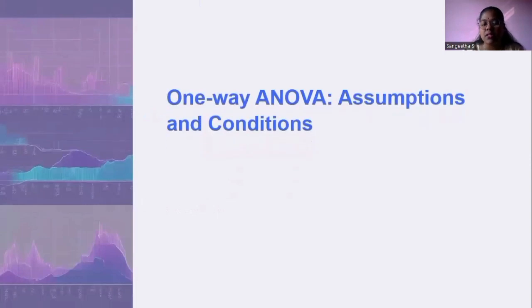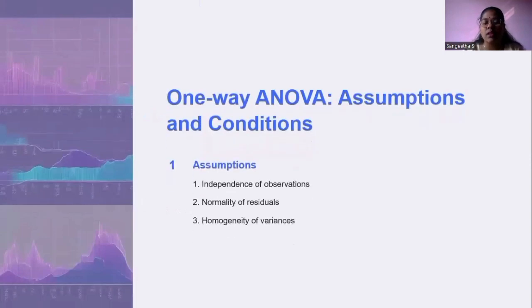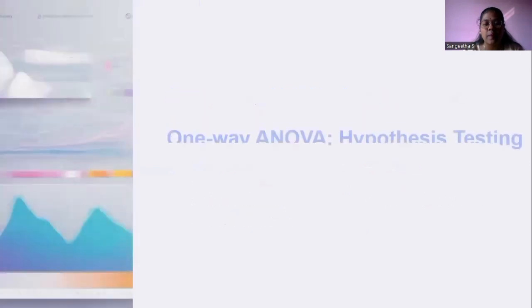One-way ANOVA, assumptions and conditions. What are the assumptions of one-way ANOVA? It is independence of observations, normality of residuals, homogeneity of variance. Conditions of one-way ANOVA: random sampling and continuous dependent variable. There should be a continuous dependent variable in one-way ANOVA. One-way ANOVA is a hypothesis technique which is used to find the means of different groups' variations.